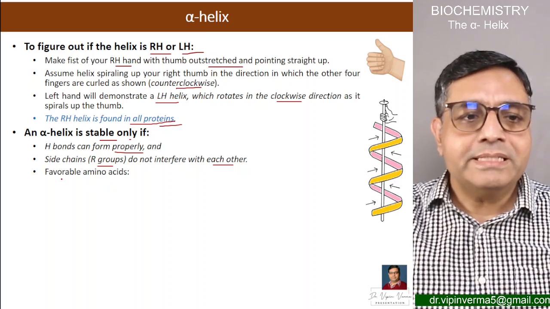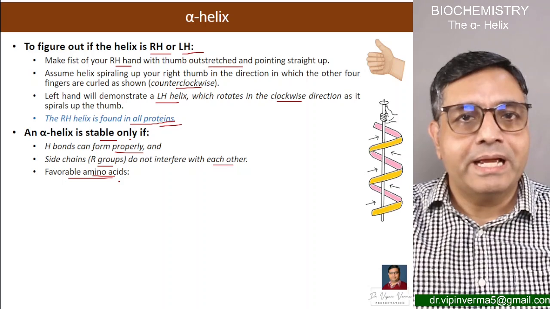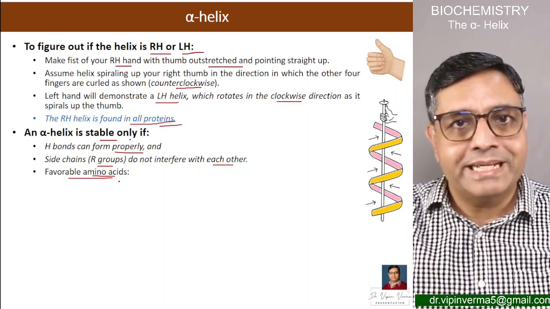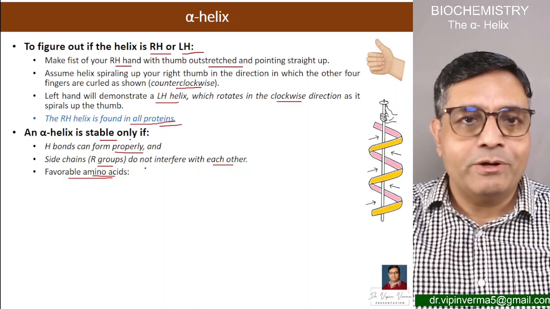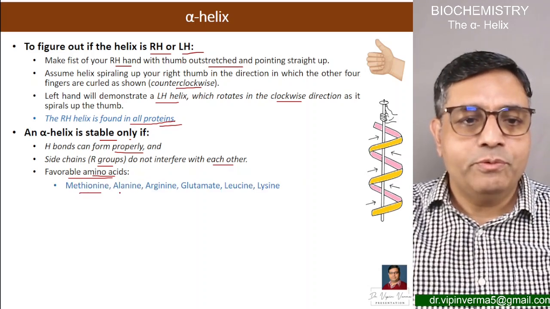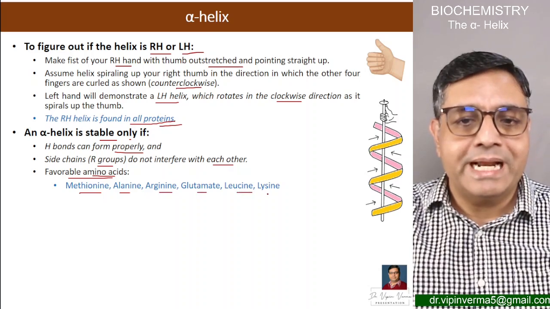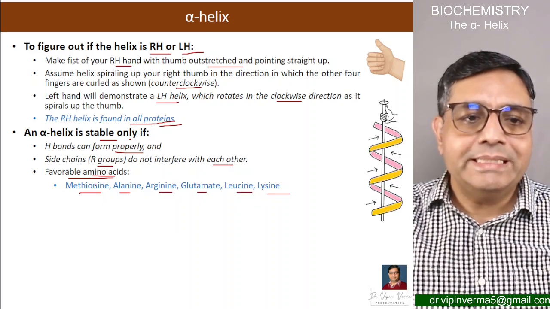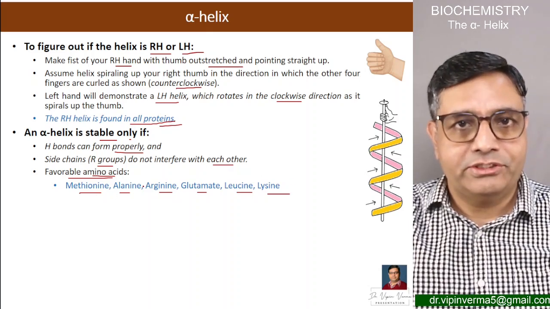So there are certain favorable amino acids which you will find in the alpha helix and which have been determined experimentally. So what are these favorable amino acids? They are methionine, alanine, arginine, glutamate, leucine and lysine. Usually these amino acids dominate the alpha helix structure.